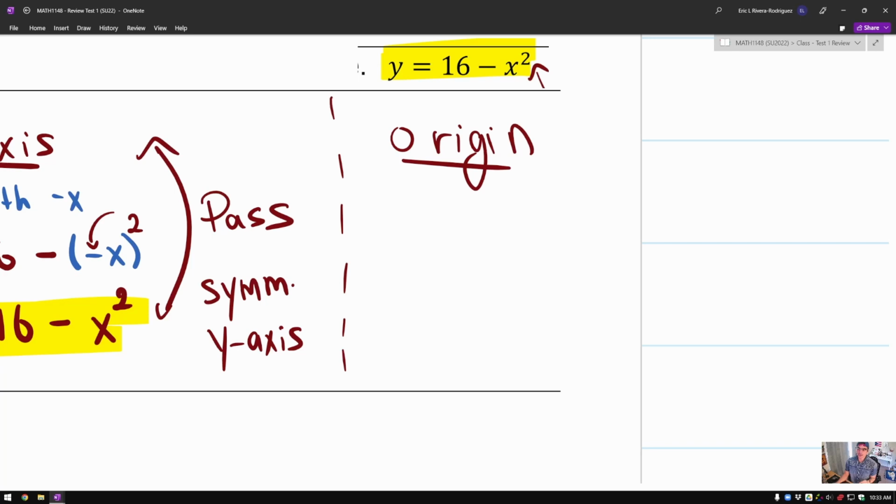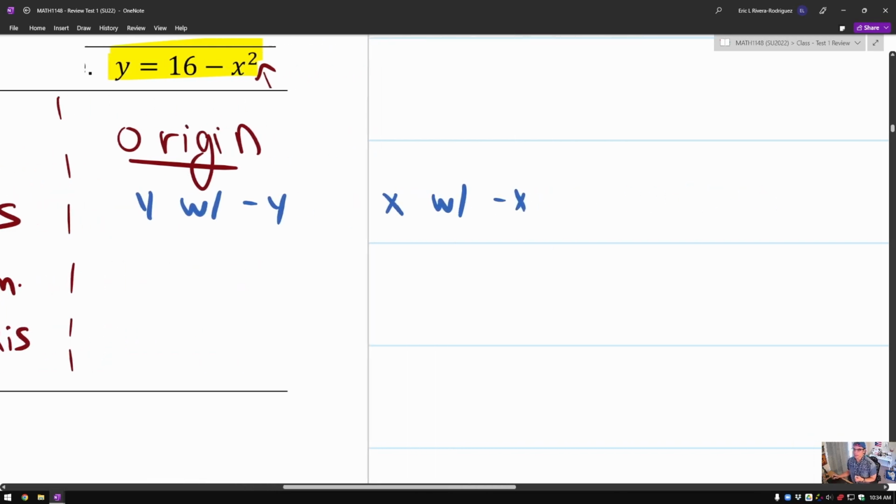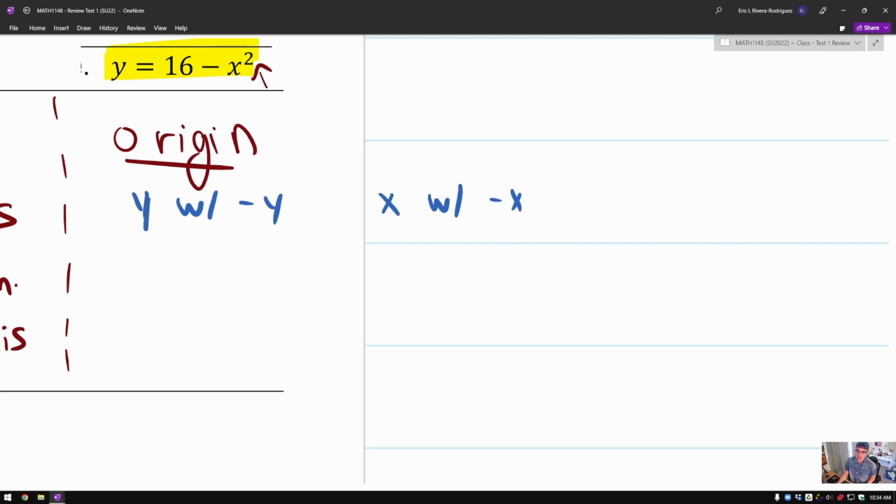The last one is with respect to the origin. Remember, the mirror effect with the origin is that we have two reflections, one with the x-axis and one with the y-axis. So what we are going to do is replace y with its opposite value and also replace x with its opposite value. We are replacing both variables at the same time to test for the origin.